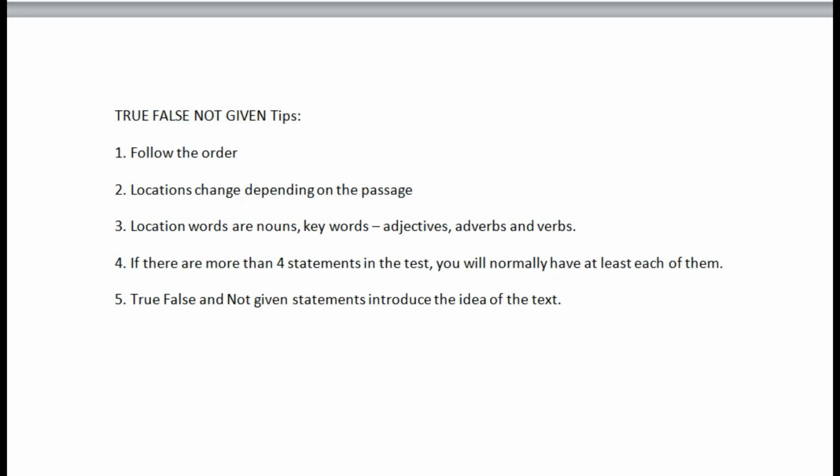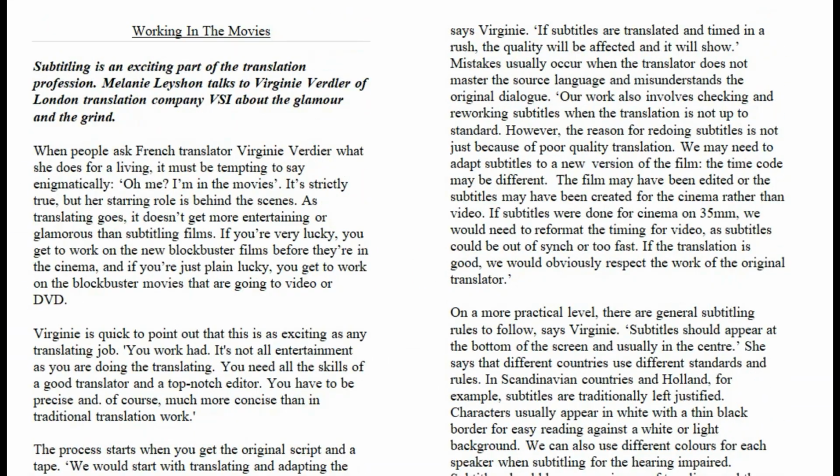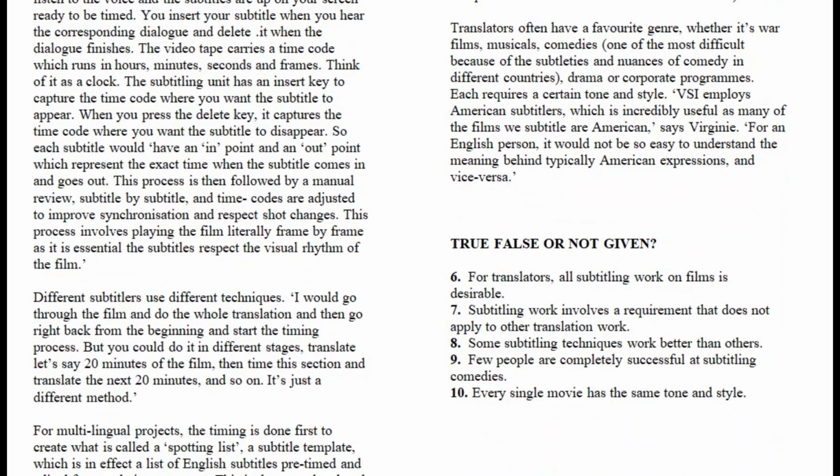Now let's turn to the passage about working in the movies and the 5 questions regarding this, 6, 7, 8, 9, 10. This one is taken from passage 3, one of the hardest passages in IELTS reading. So let's analyze. First of all, in order to be successful in true false not given, you need to analyze the first and the last one.